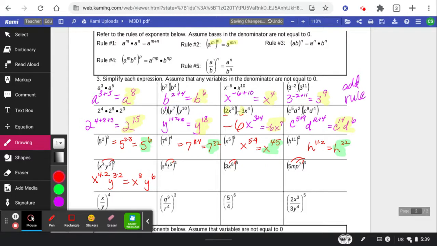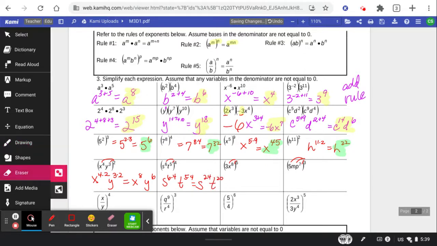Next one has an s to the 6th, so it's 6 times 4, and a t to the 5 times 4. Final answer, s to the 24th, t to the 20th. How'd you do?